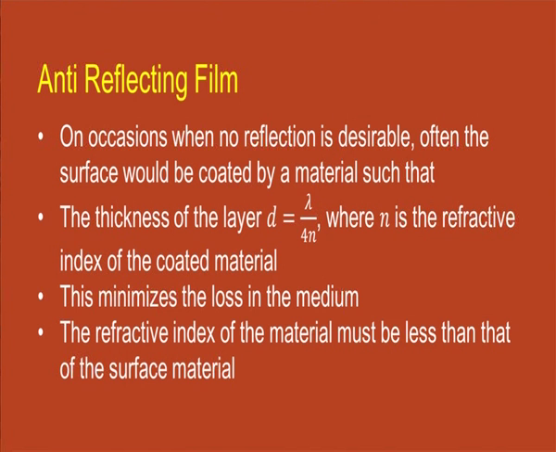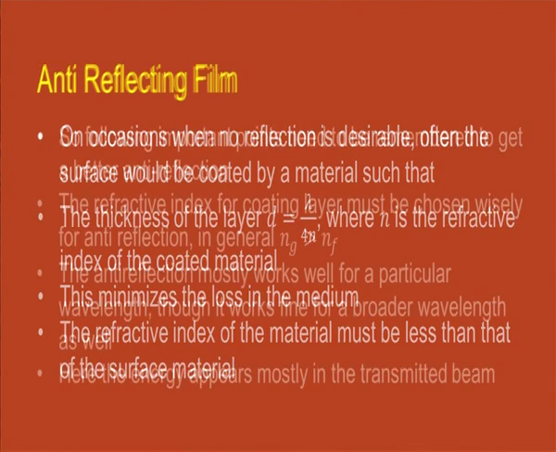On occasions when no reflection is desirable, often the surface is coated by a material such that the thickness of the layer, let us say represented by d, should be equal to lambda by 4n, where n is the refractive index of the coated material. This minimizes the loss in the medium. The refractive index of the coating material must be less than that of the surface material.